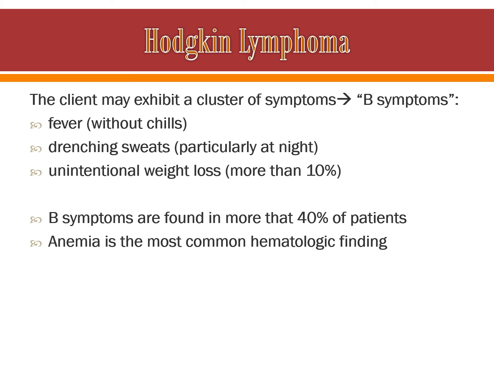The client may exhibit a cluster of symptoms, so I do need you to be familiar with the symptoms and what they're called. They're known as the B symptoms. So the patient can have things like fever without chills. They can have drenching sweats. They call them drenching night sweats. They happen mostly at night. The patient has an unintentional weight loss, more than 10%. Apparently, these symptoms are found in more than 40% of patients, and anemia is the most common hematologic finding.